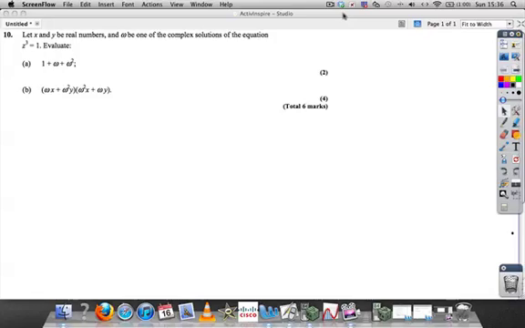Okay, this is number 10 from the complex numbers, and we're going to look at just how this comes together. So, let x and y be real numbers, and w be one of the complex solutions of the equation z cubed equals 1. So therefore we're dealing with roots of unity. However, we have this: x and y are real.